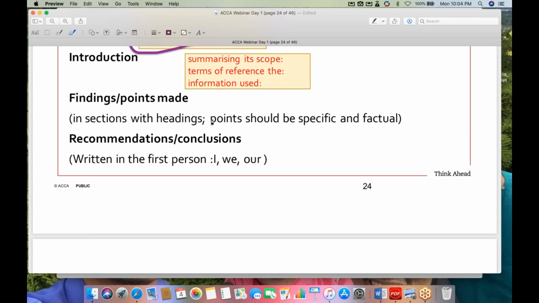All right. For example, if they ask you to analyze the financial and non-financial issues, then if it's a report, your heading will be financial issues. Again, you have your findings there, and then after that, you have your non-financial issues as another heading inside there, right? So you'll have your recommendations and conclusions. Usually a report is written in the first person: I, we, or our, right?